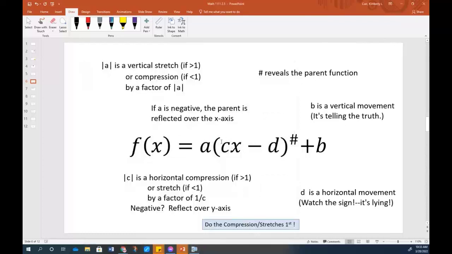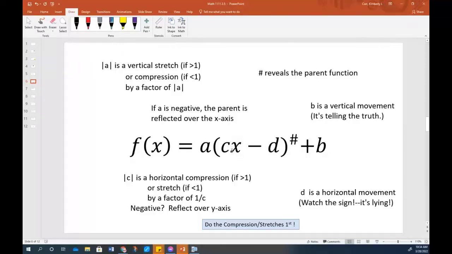Okay? C is also a stretch or compression, but C is multiplied to X, which means C affects horizontal movements. Now, everything that's in this group with the X is a little bit deceptive. So I often say if it's with the X, you can't trust it. After all, this is why the X is the X, right? You wouldn't have broken up if they were trustworthy. And that's just kind of a little way to help you remember what's going on.